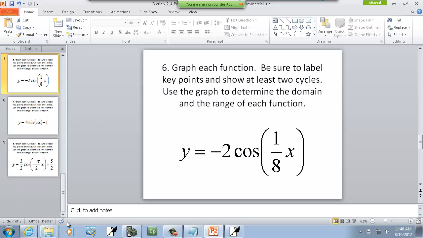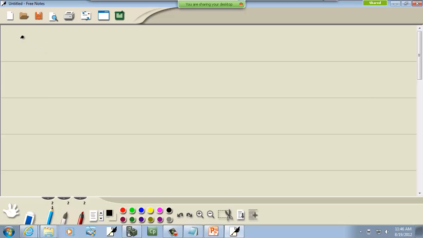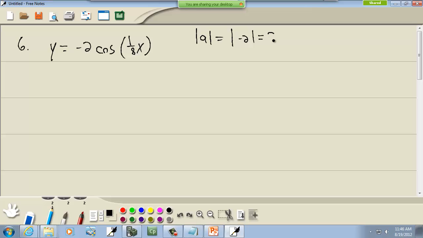Now let's take a look at this one. We've got y equals negative 2 cosine of 1/8 x. Our amplitude would be the absolute value of negative 2, which gives us 2. So it's going to bounce back and forth between negative 2 and 2.